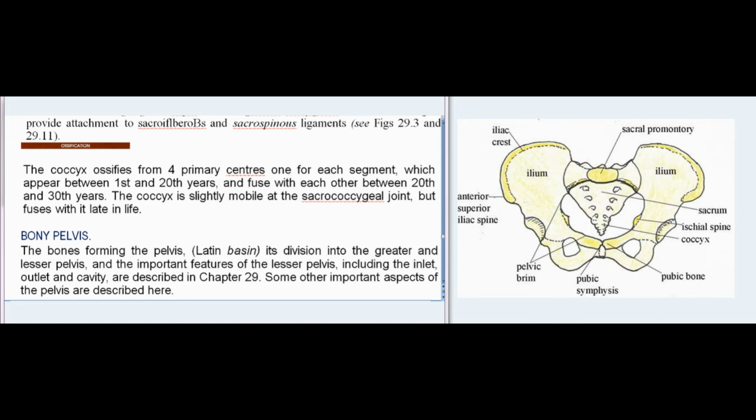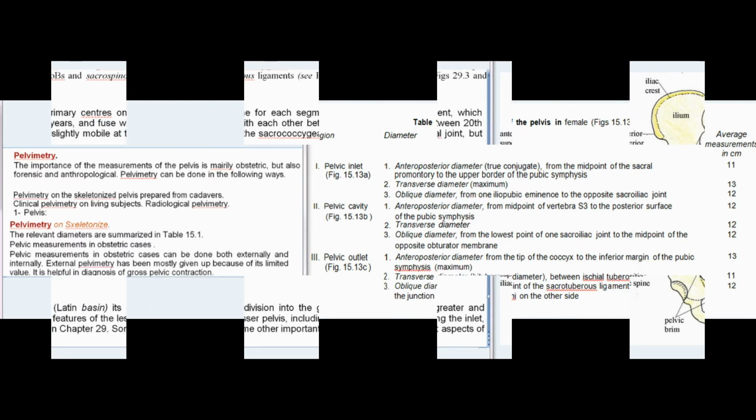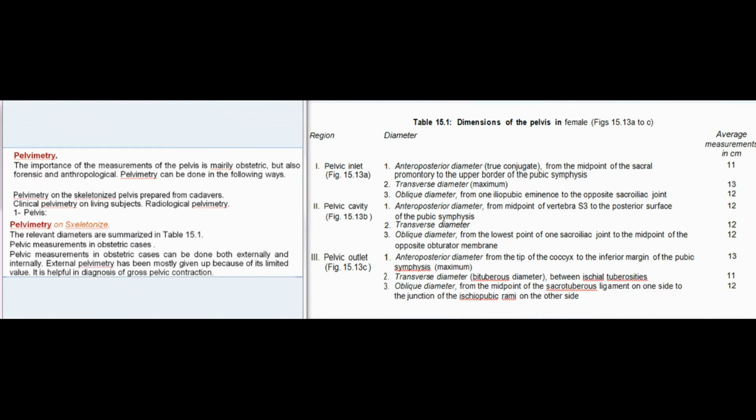Pelvimetry. The importance of the measurements of the pelvis is mainly obstetric, but also forensic and anthropological. Pelvimetry can be done in the following ways. 1. Pelvimetry on the skeletonized pelvis prepared from cadavers. 2. Clinical pelvimetry on living subjects. 3. Radiological pelvimetry. Pelvimetry on skeletonized pelvis: the relevant diameters are summarized in Table 15.1.